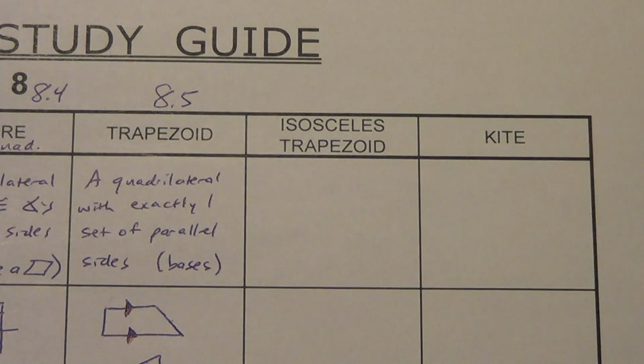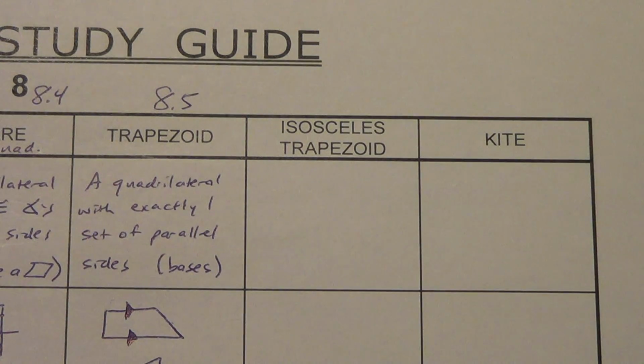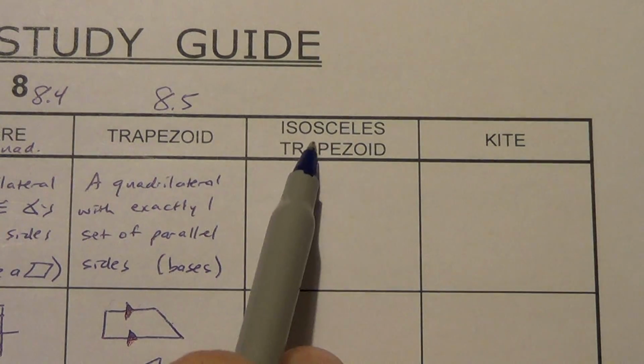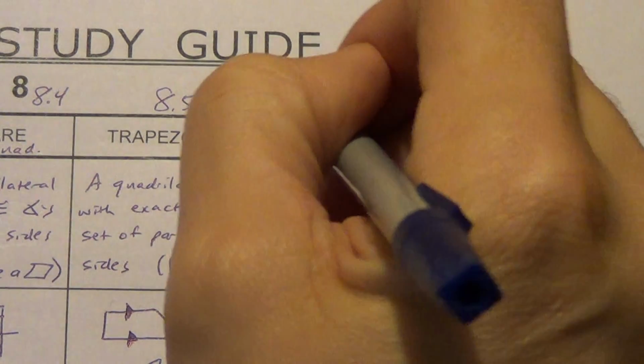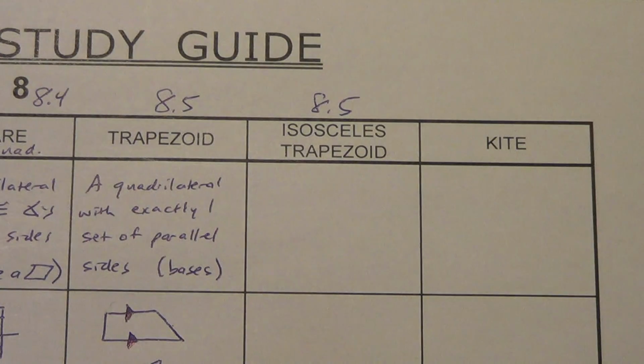Okay, back into lesson 8.5. We're going to do the second part of 8.5, which is isosceles trapezoids. Okay, so I'm going to go ahead and put 8.5 up here at the top. And once again, we will start with our definition.